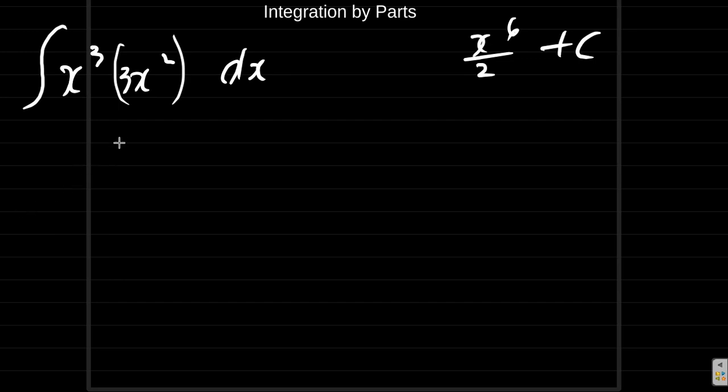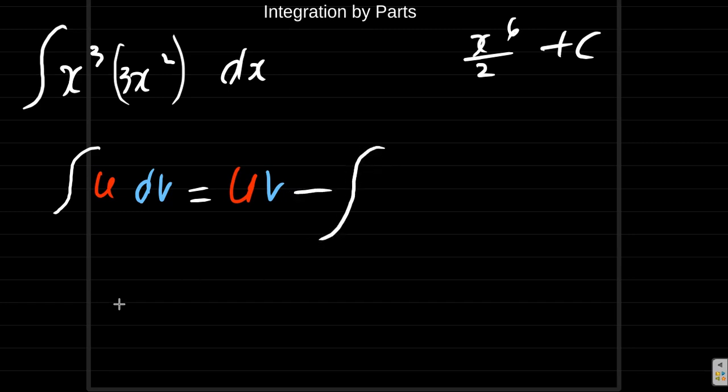Now, remember integration by parts says the integral of u dv equals uv minus the integral of v du.